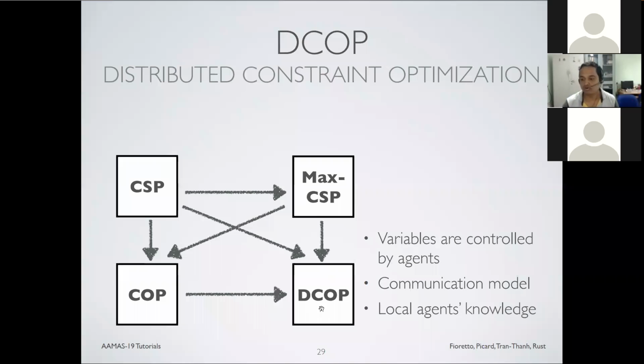So when you talk about DCOP, there is a notion of agent. Variables are controlled by agents. The values of the variables will be controlled by agents. You need to choose a proper communication model, otherwise there will be communication overhead. The message passing overhead will be very high.